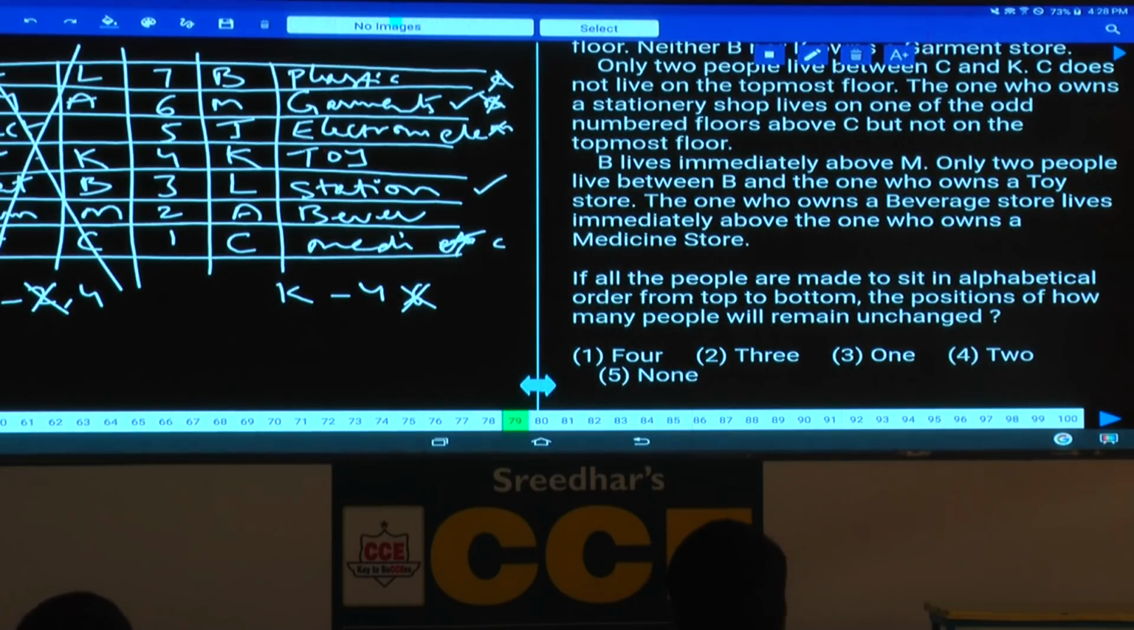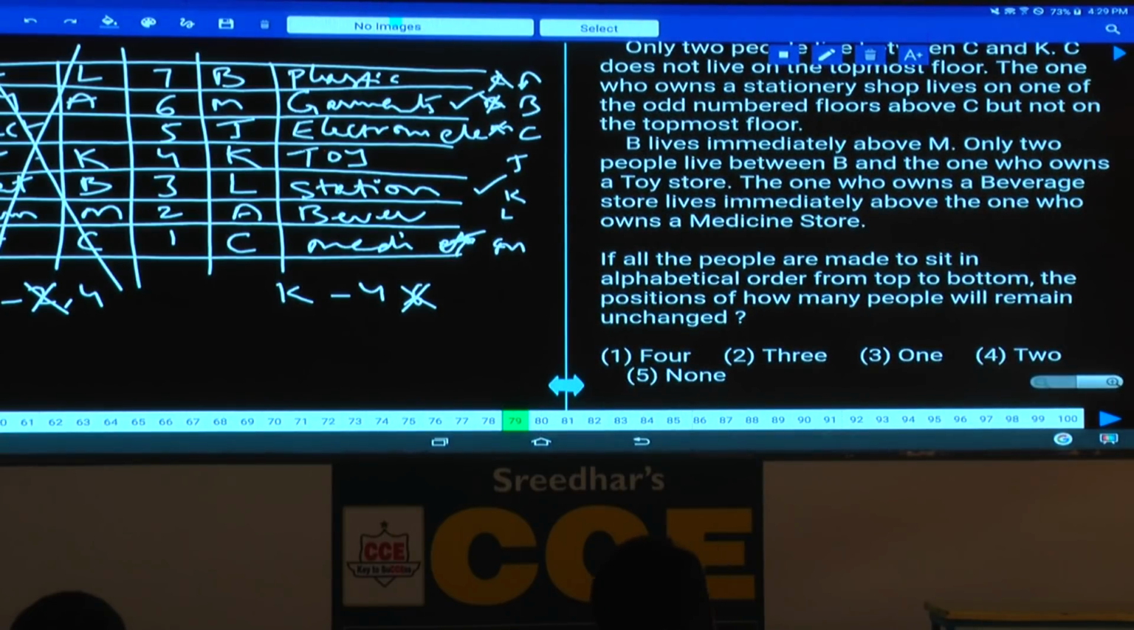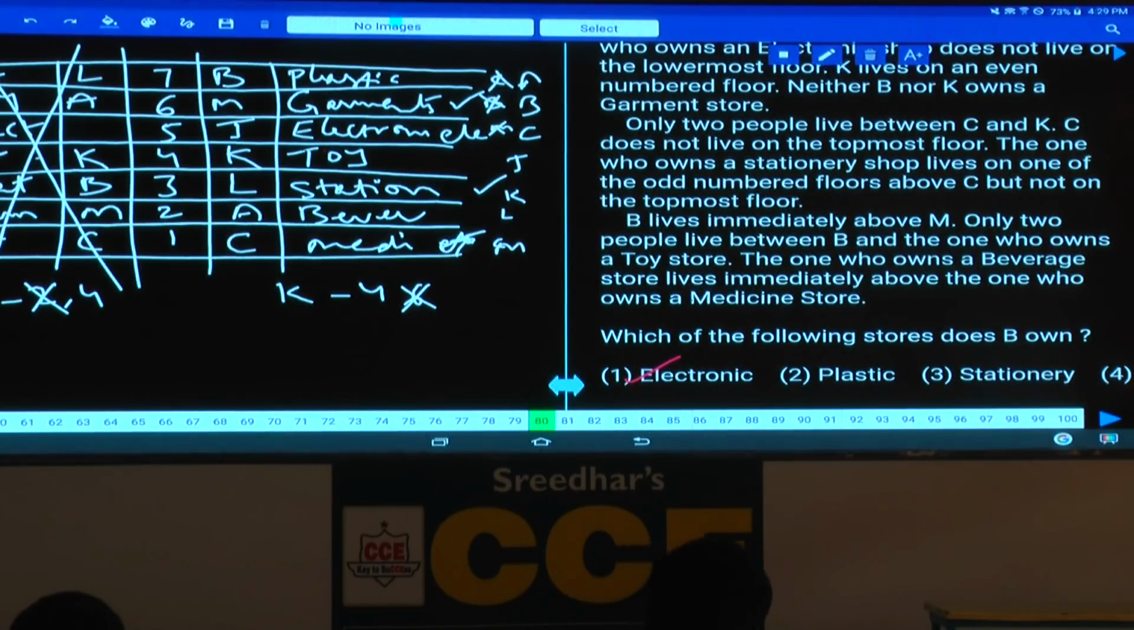Then 79. If all the people are made to sit in alphabetical order from top to bottom, the positions of how many people will remain unchanged? Top to bottom, now this will be A, B, C, and J, K, L, M. Tell me how many remain in the same place? A, B, C, J, K, L, M. Isn't it? None of the persons remain at the same place. That is none, choice 5. None is no one.